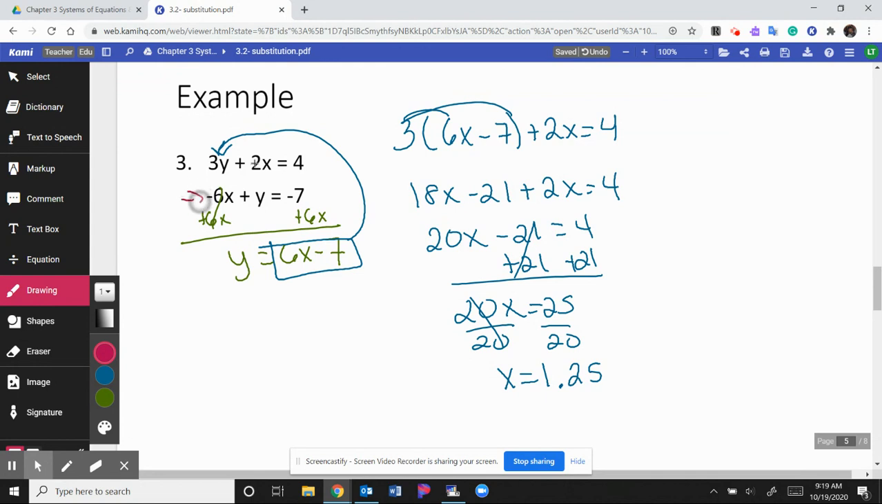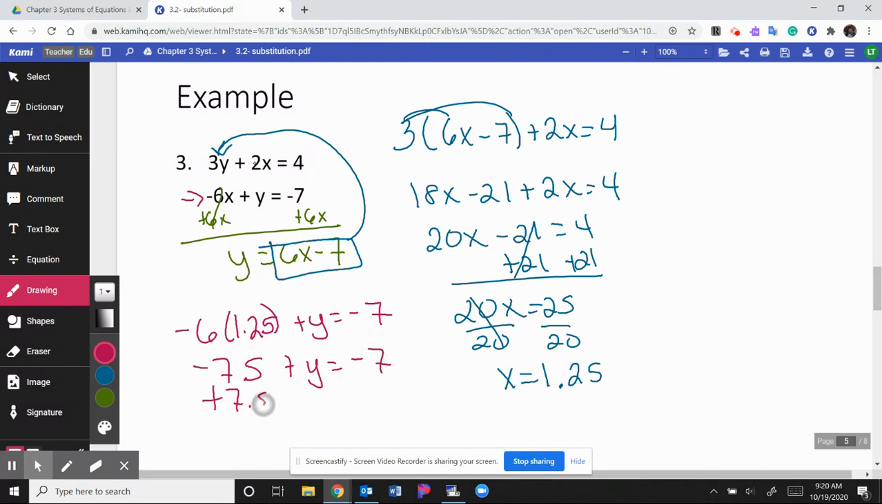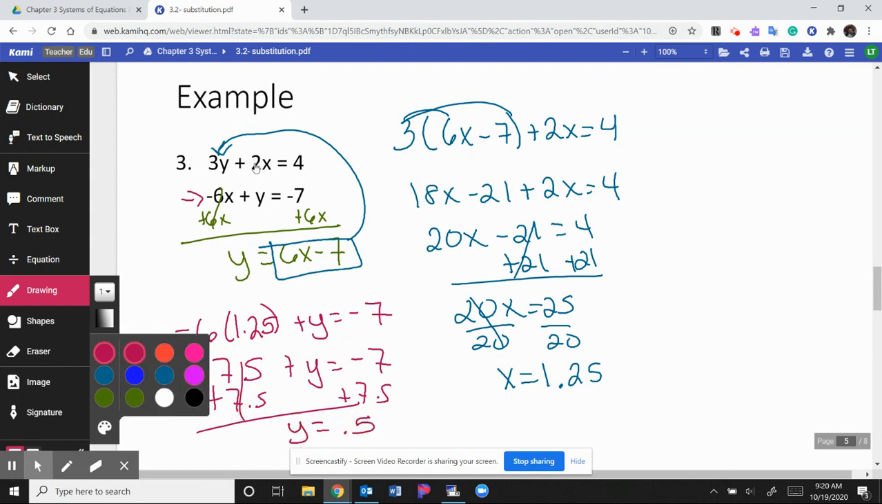Okay, I'm just going to pick this second one here just because I want to. So I'm really going to have a negative 6 times 1.25 plus y equaling negative 7. And I get here a negative 7.5 plus y equals negative 7. Add your 7.5 to both sides, and you should get y equaling 0.5. So my actual solution here is 1.25, comma, 0.5.